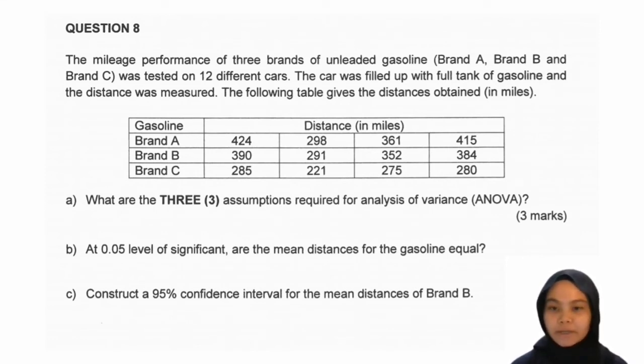And now I will be explaining the answers for question number 8. Question number 8 is from the chapter ANOVA, Analysis of Variance. The mileage performance of 3 brands of unleaded gasoline, brand A, brand B, and brand C, was tested on 12 different cars. The car was filled up with a full tank of gasoline and the distance was measured. The following table gives the distance obtained in miles.